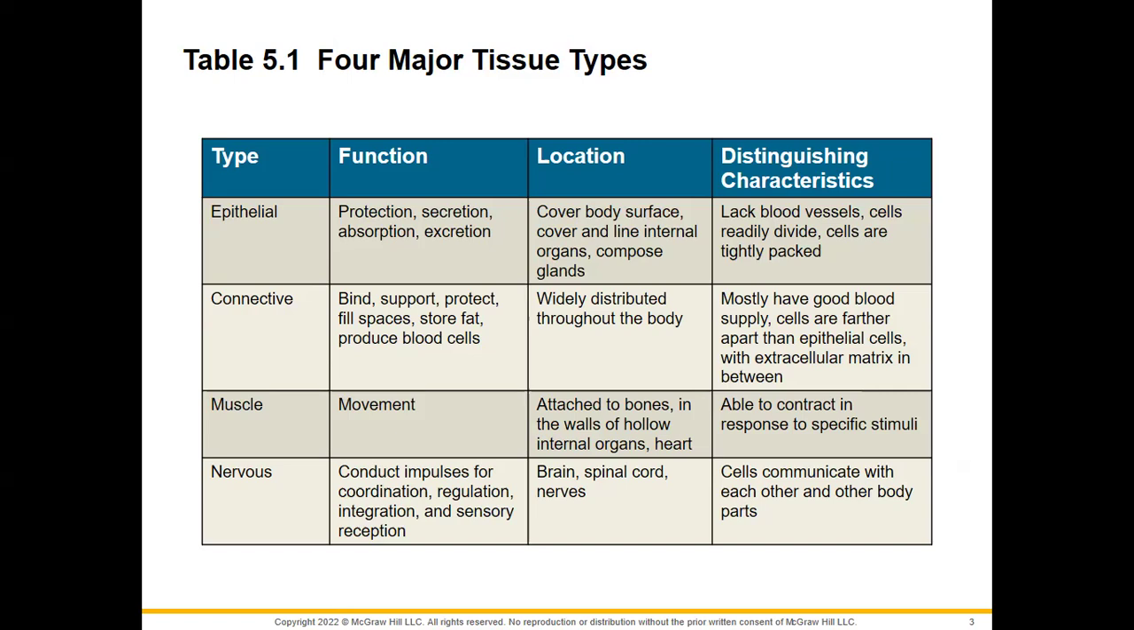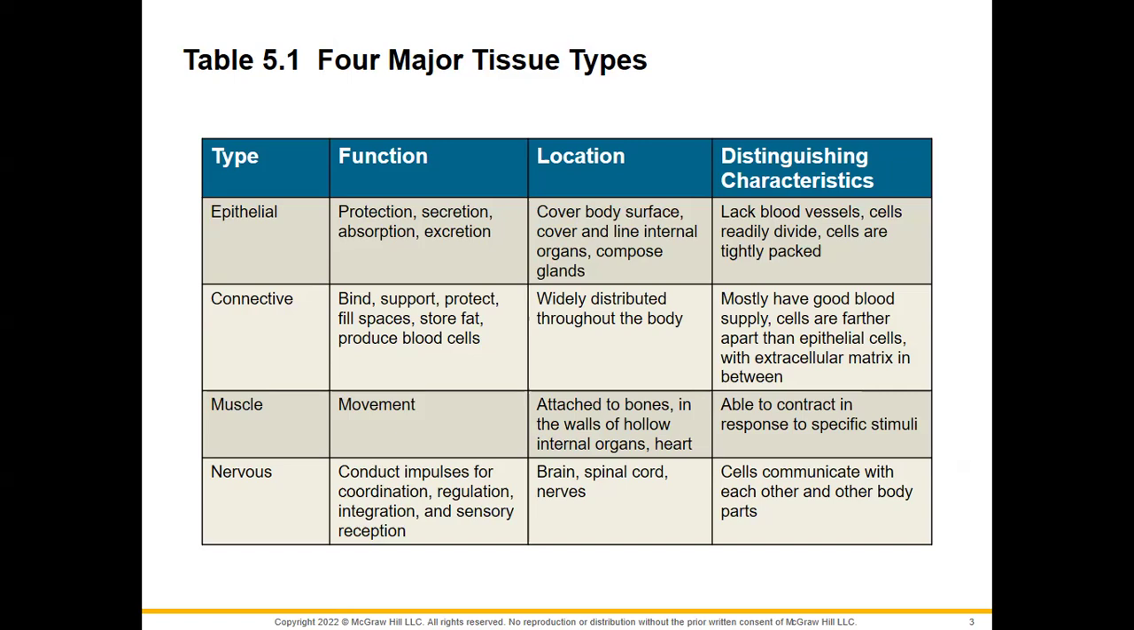Think about your skin. You don't have any gaps. These cells are really close together to provide that protection so that when it rains, for example, water doesn't go into your body and make you waterlogged. So anytime you see epithelial tissues on a surface, these will be the characteristics that you have. Avascular, cells readily divide, and the cells are going to be tightly packed.